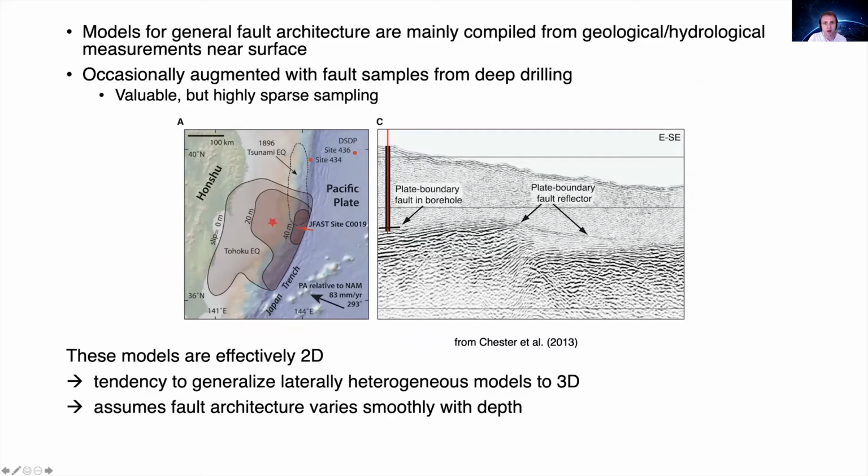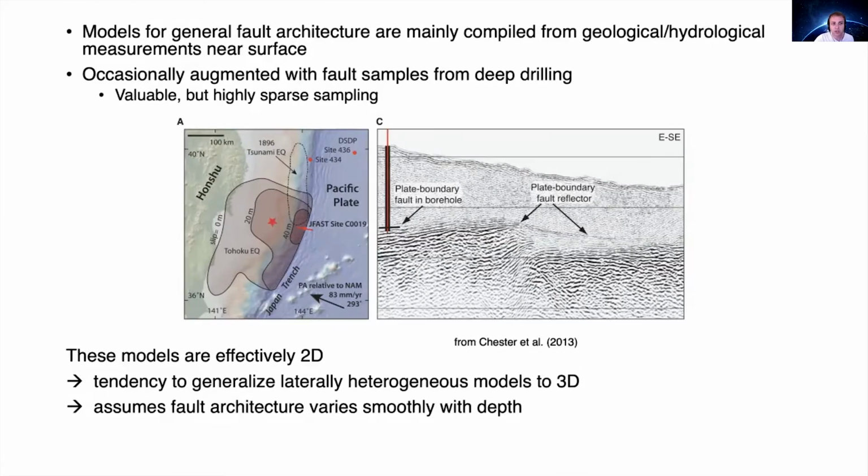prevailing thought is on these models for fault architecture. These models are, and I'll call this general fault architecture because I'm not talking about what a single fault looks like. It's kind of a model in a very general sense for many different types of faults. And these models are compiled primarily from geological and hydrological measurements near the surface. I think that's not surprising probably to most people.